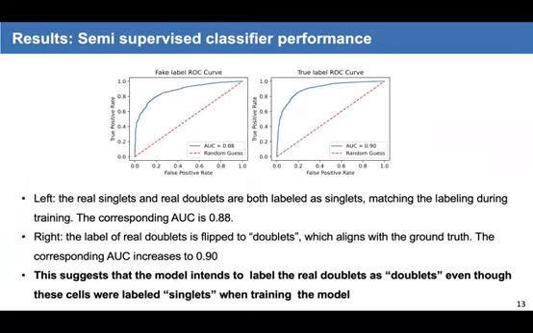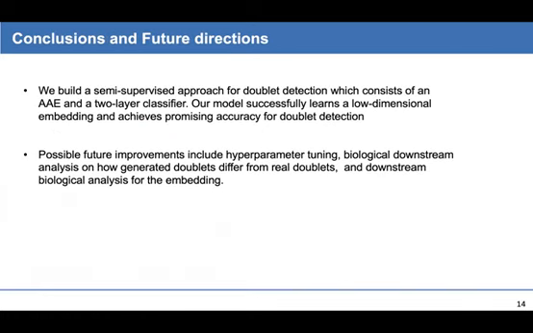So next, we test the performance of the classifier. The left figure shows the real singlets and the real doublets both labeled as singlets, matching the labeling during training, and the corresponding AUC is 0.88. The right figure shows that the label of the real doublets is flipped to doublets, which aligns with the ground truth, and the corresponding AUC increased to 0.9. This result suggests that the model tends to label the real doublets as doublets, even though those cells were labeled as singlets when training the model.